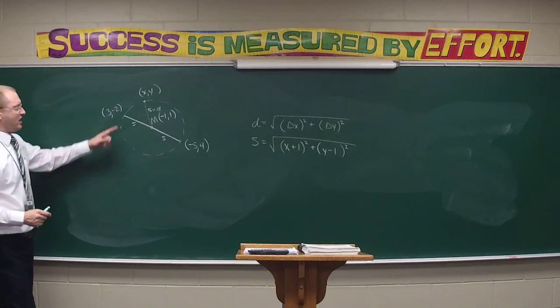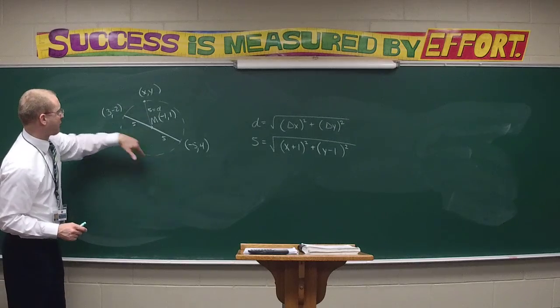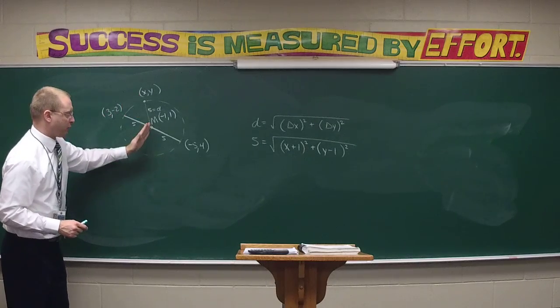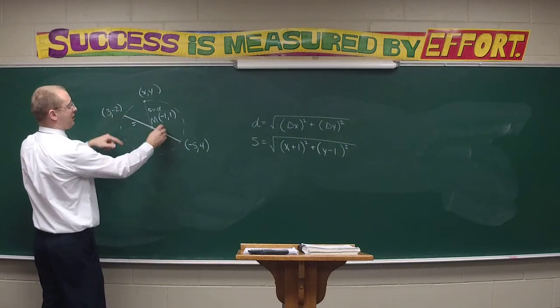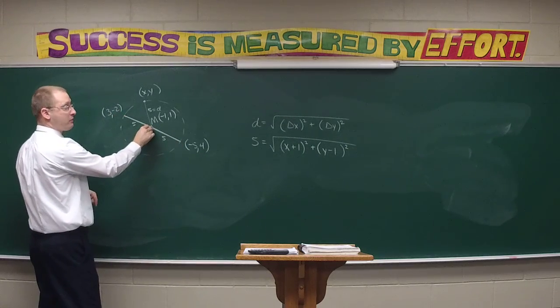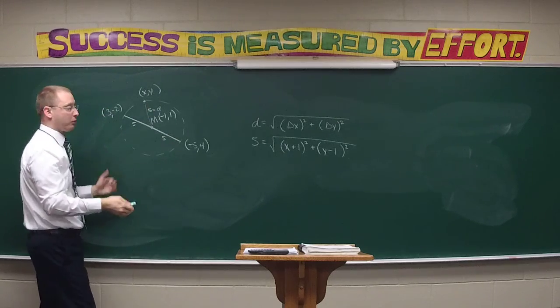So you're like, well, it's not a distance to 3, -2. No, 3, -2 is not at the center, right? It's not a distance of 5 from 3, -2. It's 5 from -1, 1. The -5, 4, and the 3, -2, really their only purpose was to help us find this midpoint, and then to allow us to find what that radius would have to be all the way around.